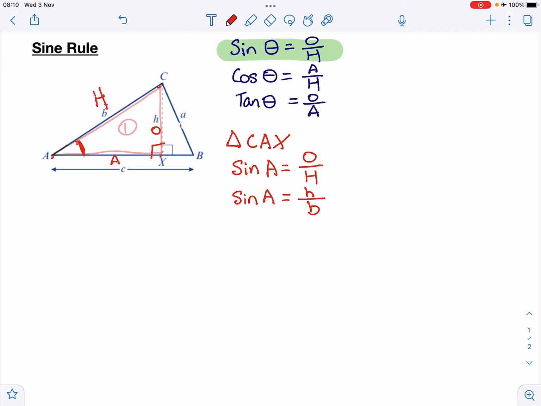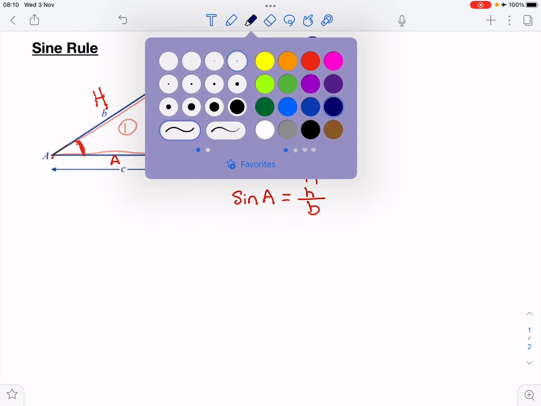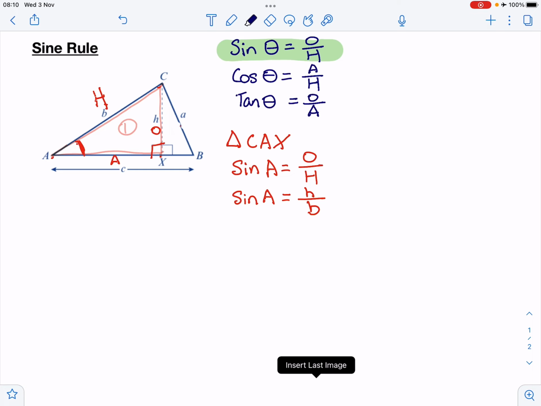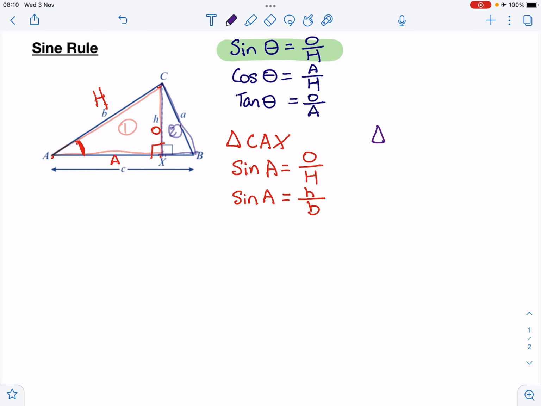Then let's look at the second triangle, in a different color. We also have a triangle CBX. So this is our triangle number 2. For triangle CXB, we can again use our sine rule by labeling the sides.